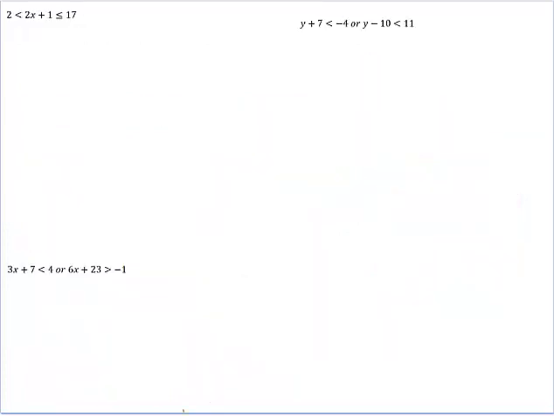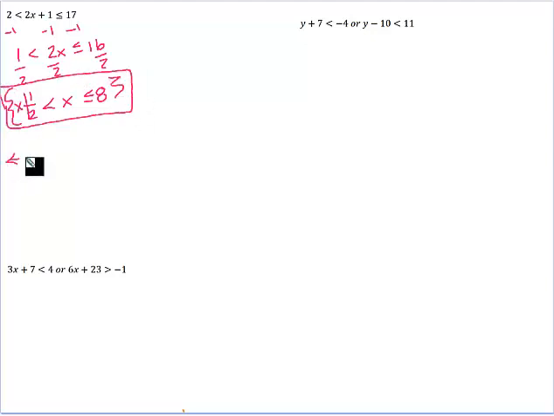All right. Let's try a few more of these. 2 is less than 2x plus 1, which is less than or equal to 17. So we'll solve these all at once. So subtract 1. So we have 1 is less than 2x is less than or equal to 16, and then divide by 2. So 1/2 is less than x is less than or equal to 8. So that is our set builder if we put curly brackets in the x such that.